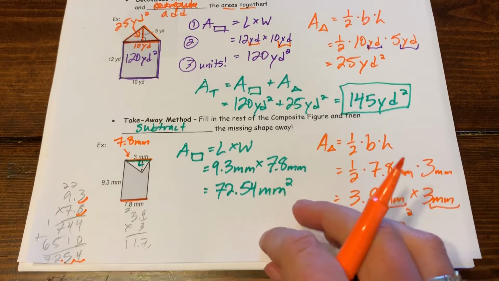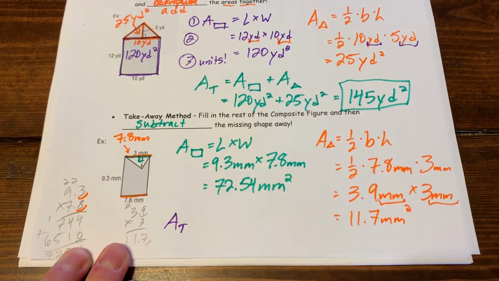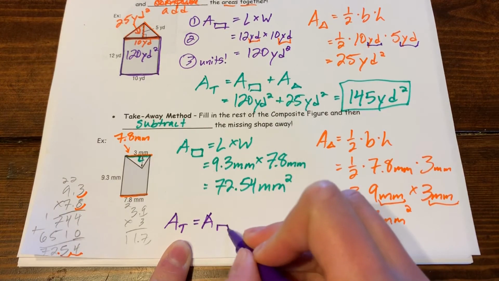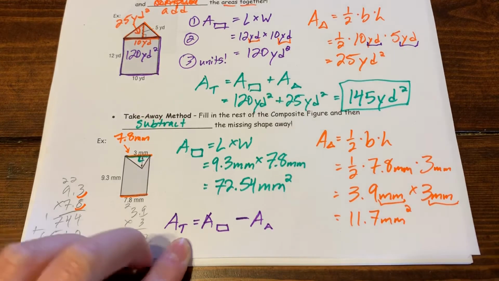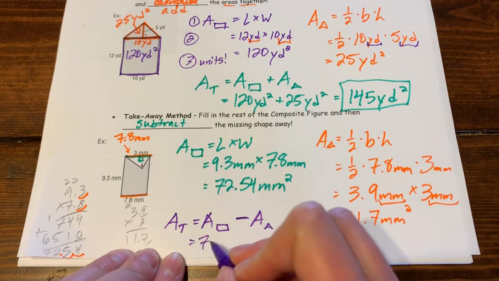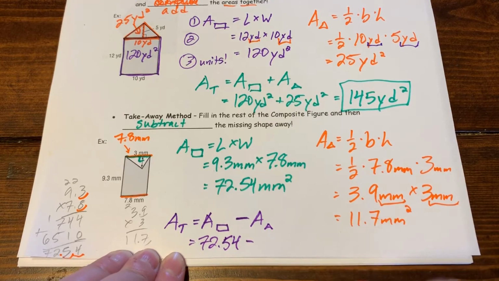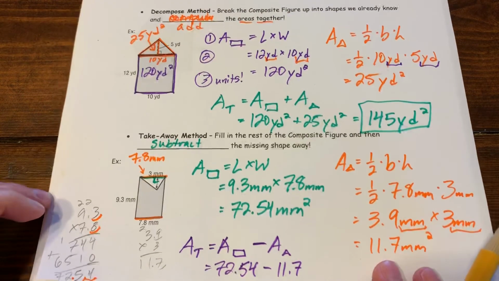11.7 square millimeters, because millimeters times millimeters gives you millimeters to the second power. Okay, so now our total area. We're going to write area sub T. The total area is going to be the area of the rectangle minus the area of the triangle. So this is going to be 72.54 minus 11.7, okay?